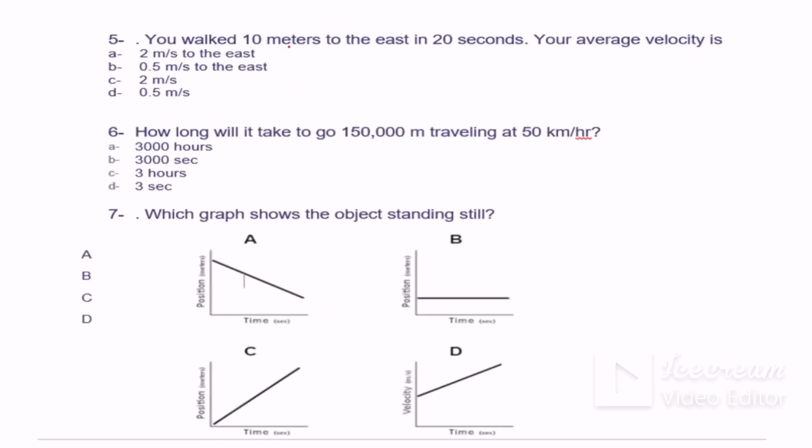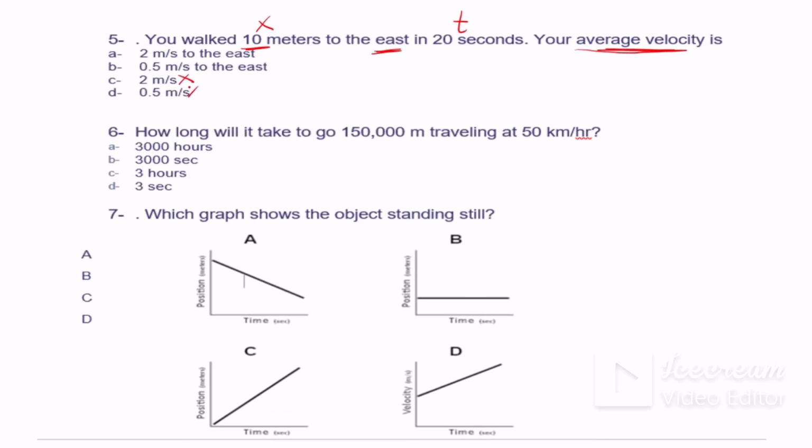Now, you walked 10 meters to the east. Now I give you direction. Direction sometimes, guys, is very important. You should focus on direction sometimes. 10 meters will be the x. Meters means distance or displacement, one of them, but I think here it is displacement, because he gives you the direction. In 20 seconds, that is the time, what is your average velocity? Now he needs direction, guys. You are searching for an answer with direction.